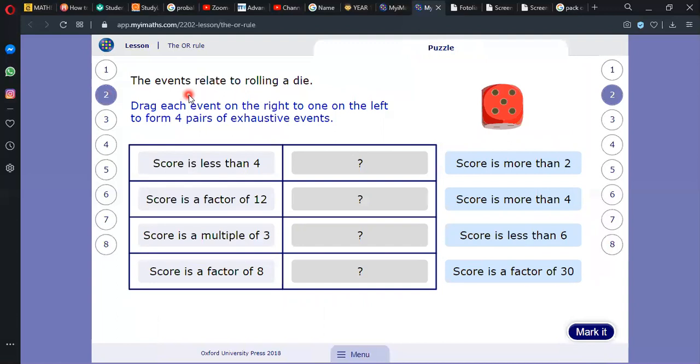Now, let's take a quick one. The event relates to rolling a die. Drag each event on the right to one on the left to form 4 pairs of exhaustive events. What I mean by that is, which of these will you drag and put here side by side to make the outcome exhaustive? Scores, I have scores that is less than 4, that's 1, 2, 3 for this one. If I just do this very quickly, for this one I have 1, 2, and 3.